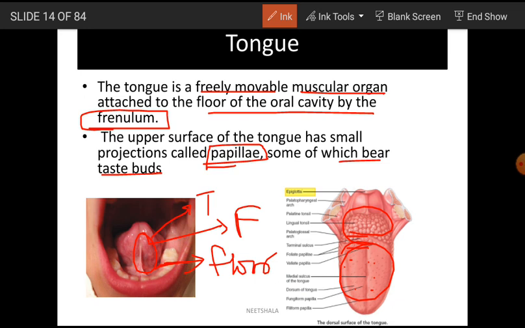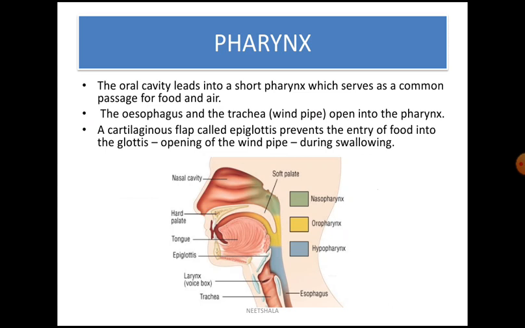So at your level, you just have to understand this term, that the projections which are present on the surface of the tongue are known as papilla, and some of the papillae bear taste buds. Do note that not all the papillae bear taste buds. Let us move forward to the next part.